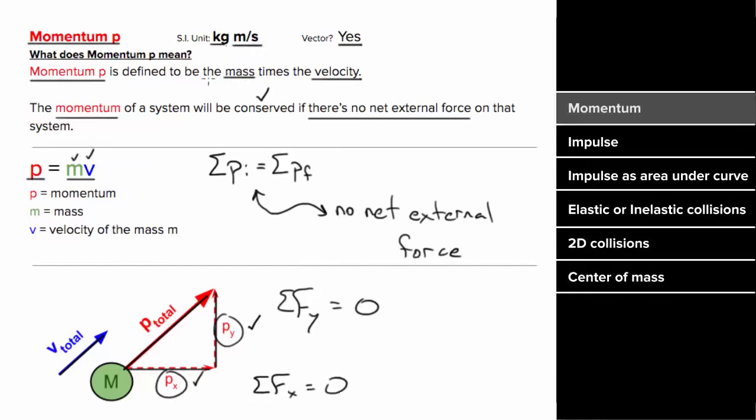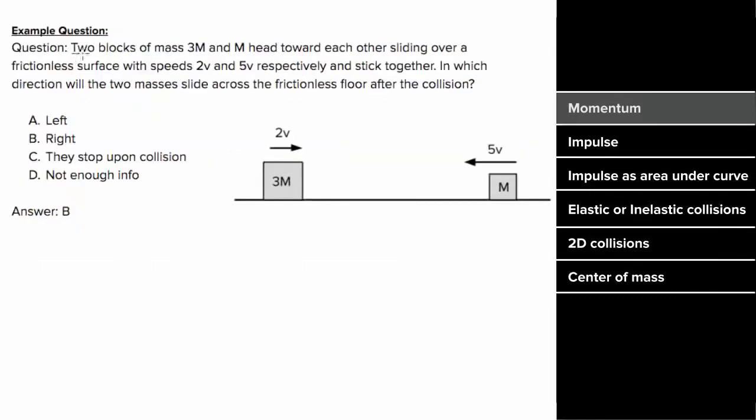So what's an example problem involving momentum look like? Let's say two blocks of mass 3m and m head toward each other, sliding over a frictionless surface with speeds 2v and 5v respectively. And after the collision, they stick together. Which direction will the two masses head after the collision? To figure this out, we could just ask what direction is the total momentum of the system initially. Since momentum is going to be conserved, that'll have to be the direction of the momentum finally.